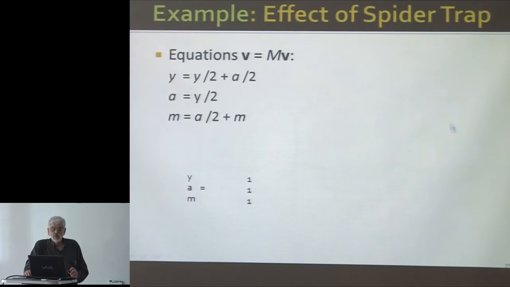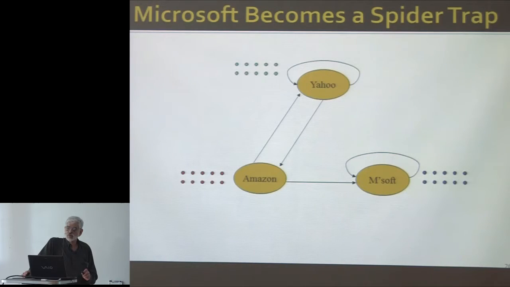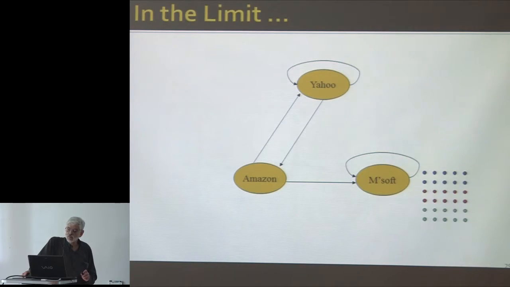So again, here are the equations. I can show you if you apply them, the numbers. Again, in Yahoo, the Y and A get smaller and smaller, and the M gets bigger and bigger, and eventually becomes 3. And so everybody has wound up at Microsoft. In terms of the walkers, you can see what happens after 1 step, after 2 steps, and then in the limit, everybody's at Microsoft.